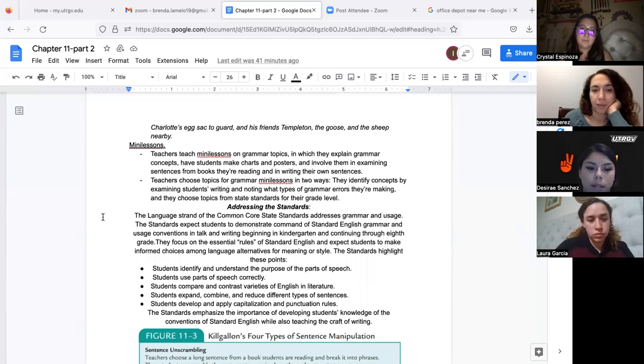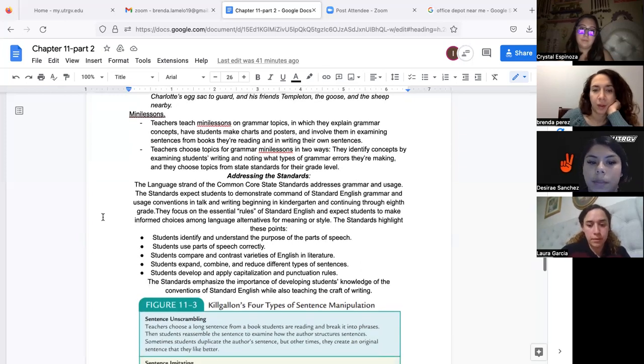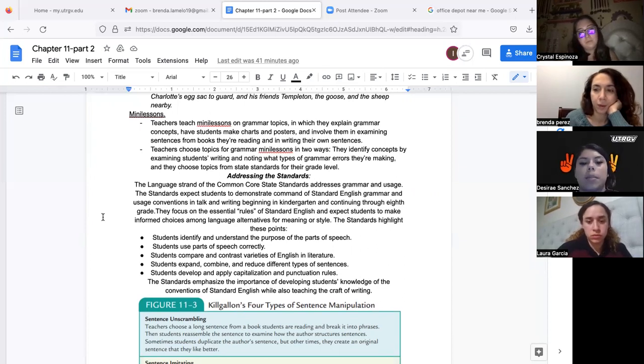Mini lessons. Teachers teach many lessons on grammar topics, in which they explain grammar concepts, have students make charts and posters, and involve them in examining sentences from books they're reading and in writing their own sentences. Teachers choose topics for grammar mini lessons in two ways. They identify concepts by examining students' writing and noting what types of grammar errors they're making, and they choose topics from state standards for their grade level.